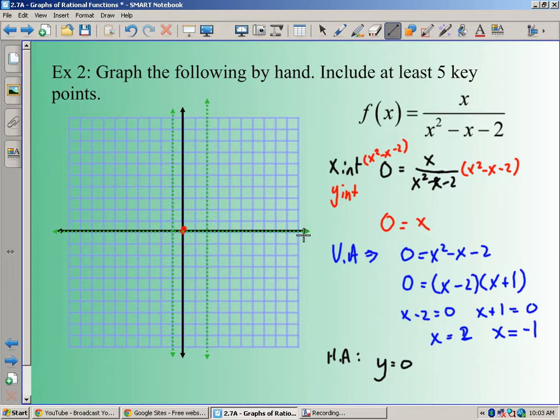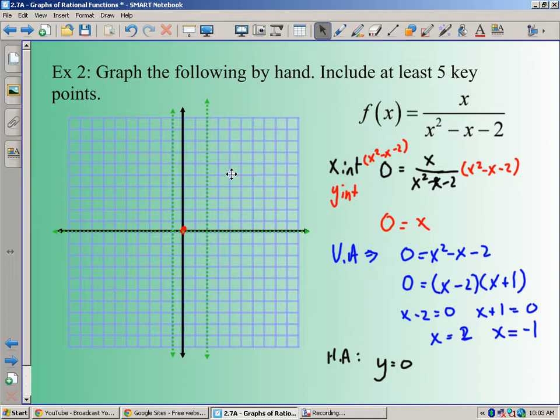Well, horizontal asymptotes aren't necessarily like vertical asymptotes. Vertical asymptotes are the absolute. You cannot cross a vertical asymptote; you will not cross one. A horizontal asymptote, on the other hand, is kind of the end behavior. What is happening to the graph as you go out to infinity?